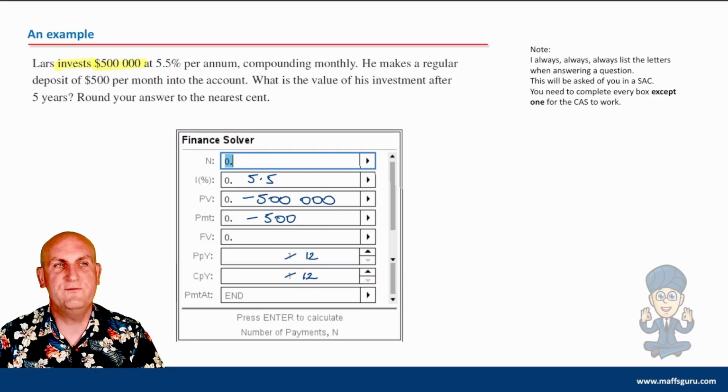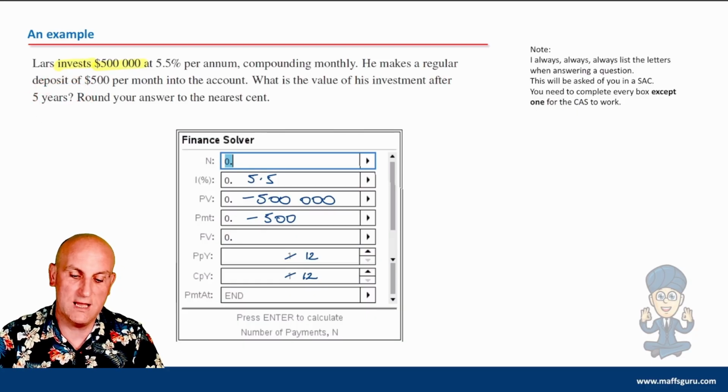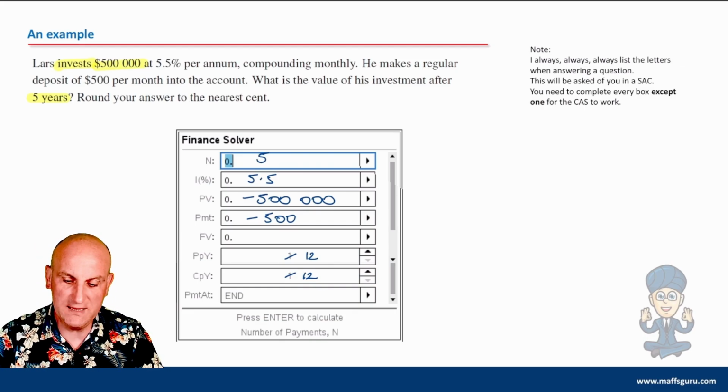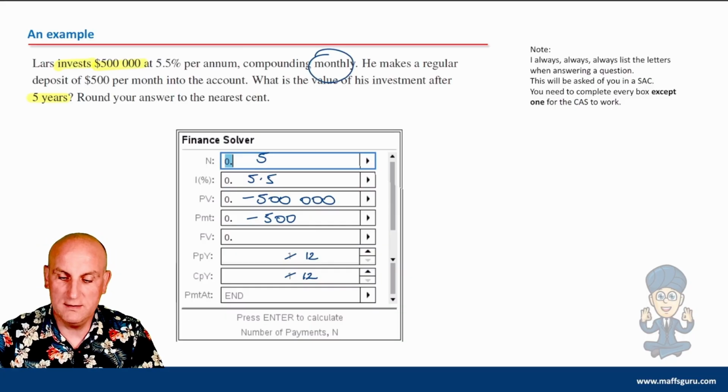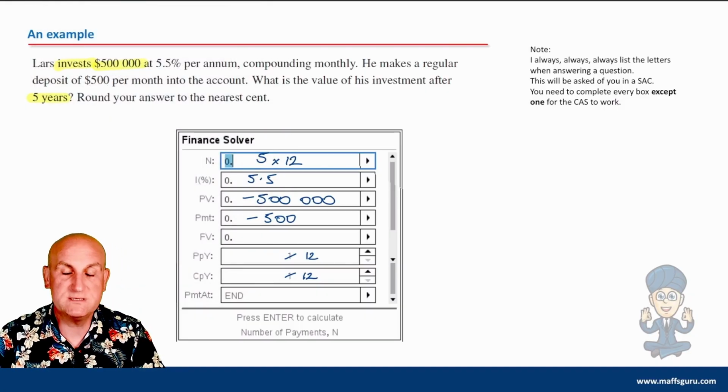What is his value of investment after 5 years? And again, this is where people get tripped up, because 5 years. A lot of people will want to write 5 in here, but that's not the number of payments. He's making 5 years of monthly payments. So in this situation, I am going to write 5 times 12. Now that means there's only one thing, because the question says, what is the value of his investment? And again, language-wise, that's basically saying, what's his future value? So here is my future value.